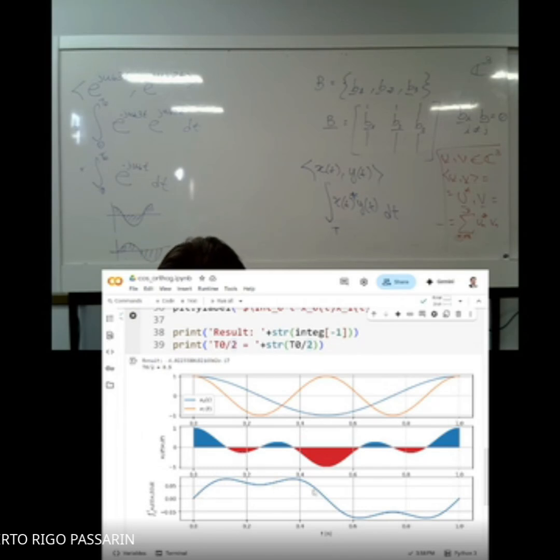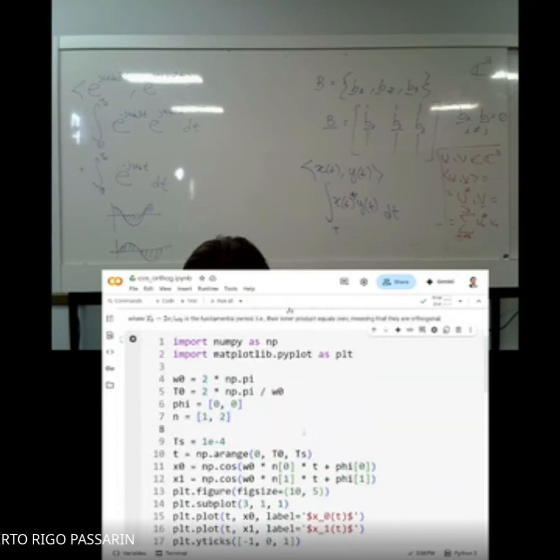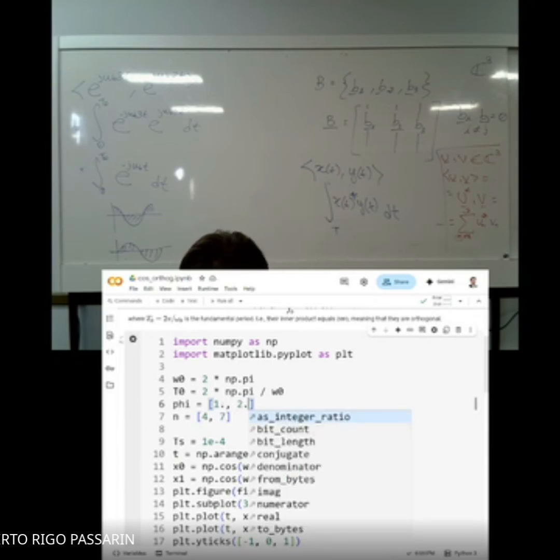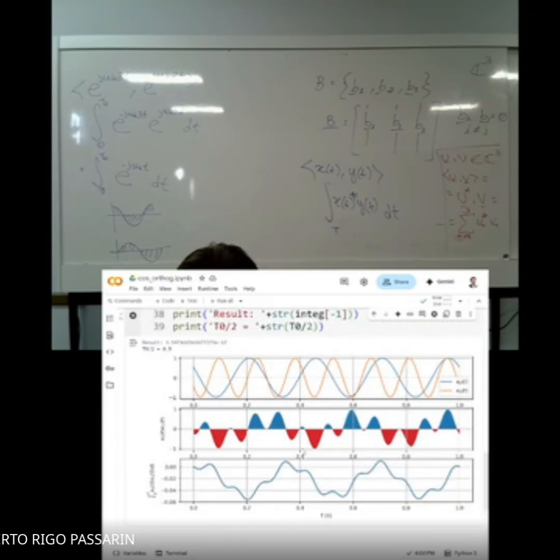So it always oscillates and comes back to 0. Always. Doesn't matter what I choose as n. Let's go 4 and 7 with phase 1 and 2. Very arbitrary phases and multipliers. So it always oscillates and comes back to 0 if the frequencies are not the same.